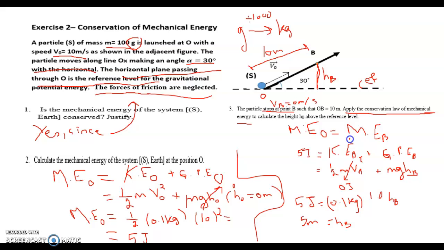So mechanical energy at O is equal to mechanical energy at B. Mechanical energy at O is calculated in the previous part and found to be 5 joules. So it's equal to kinetic energy at B plus GPE at B, half m vB squared plus m g hB. But the kinetic energy at B is 0 because they told us that it stops at B, so vB is equal to 0 meter per second. So now 5 joules is equal to m g hB, 0.1 kilograms times 10 Newton per kilogram, or 10 meter per second squared, times hB. hB is equal to 5 meters because 0.1 times 10 is 1, so hB equals 5 meters.